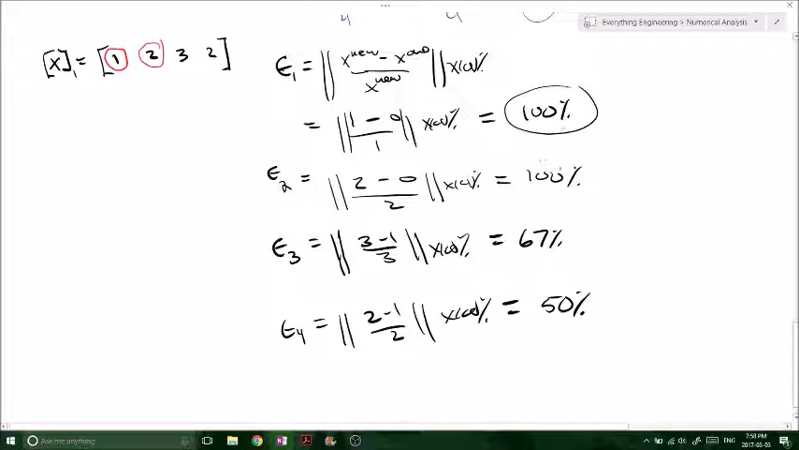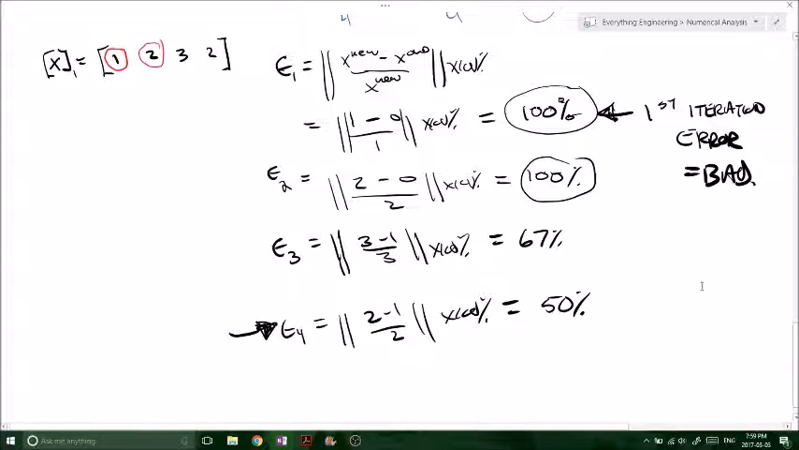Okay, so we got 100%, 100%, 67%, and 50%. Within this method, we always go with the larger error percent. So no matter what, even if you get a tiny error with x4, say 1%, but x1 is 100%, you still have to say the associated error with the first iteration is 100%, and you have to keep going until the highest iteration is within an acceptable value. In this case, we have two 100s, so 100 is our highest, therefore 100 is the first iteration error, and that is bad. So we need to go ahead and do a second iteration.